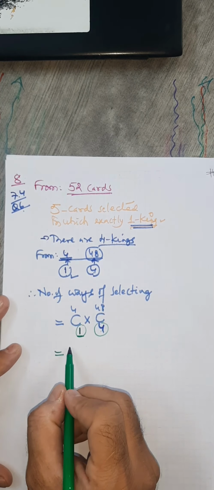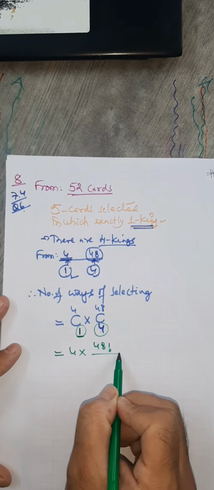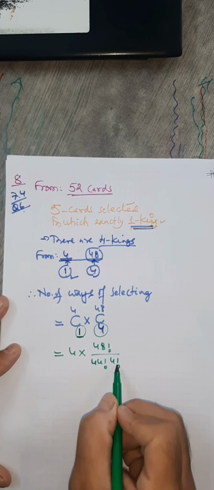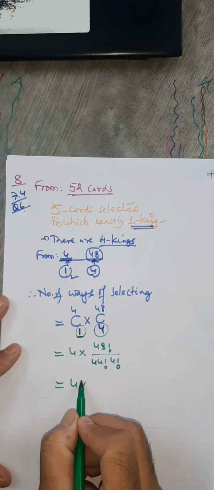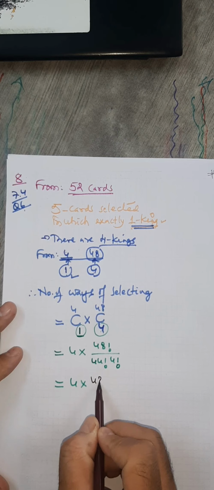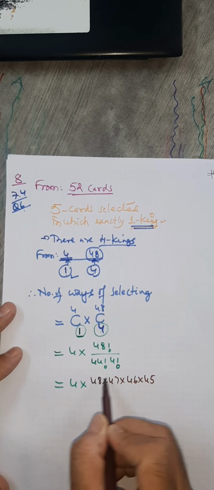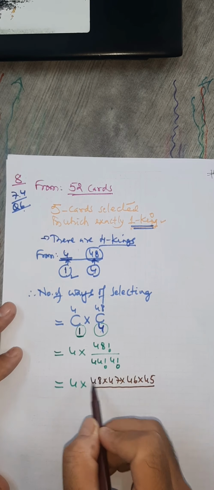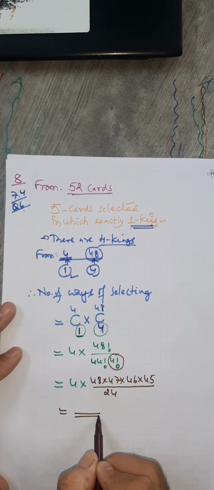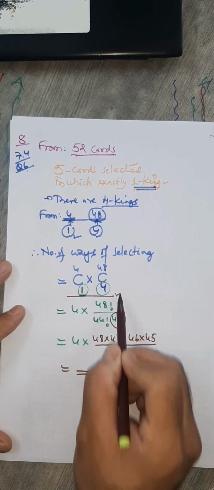Simplify this. You know nC1 is n, so this is just 4. What about this? 48 factorial upon (48 minus 4), 44 factorial, into 4 factorial. You just simplify. How do we simplify? Write the bigger factorial in terms of the smaller factorial. So 48 into 47, 46, 45 into 44 factorial will get cancelled with this, upon 24. 4 factorial is 24. So simplify, and I'll get the answer. Right? This is simple algebra. The important one is this step, remember.